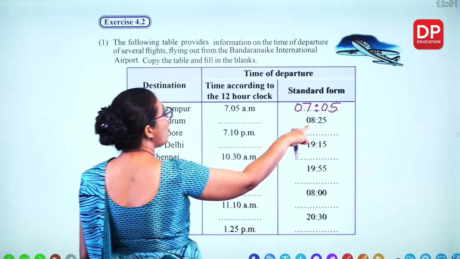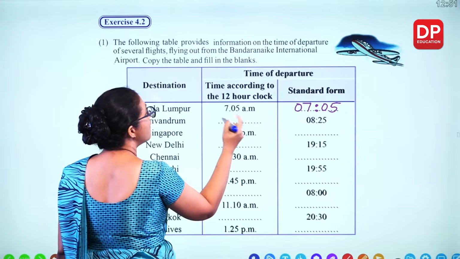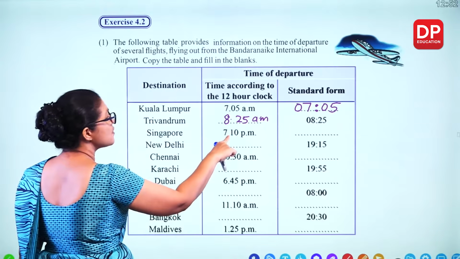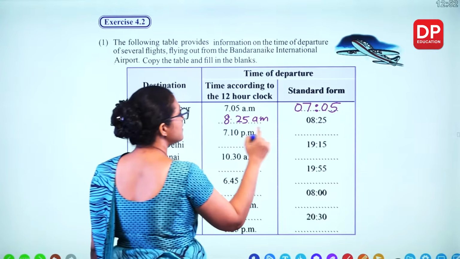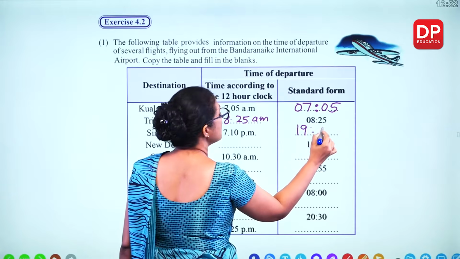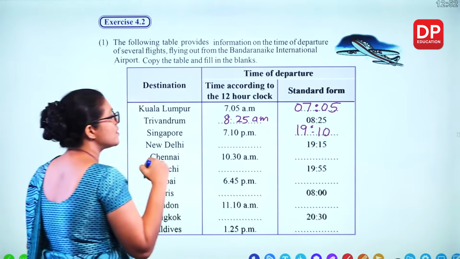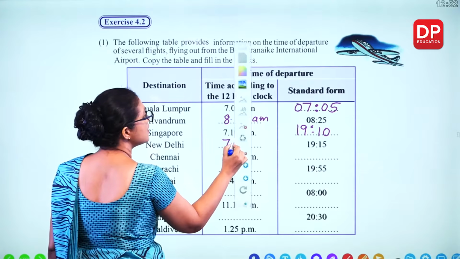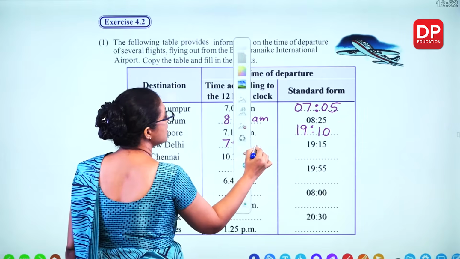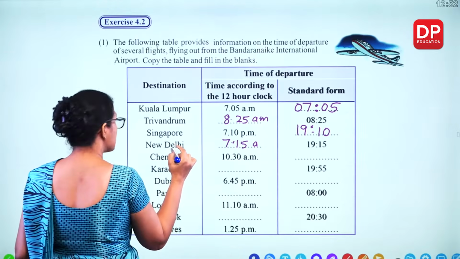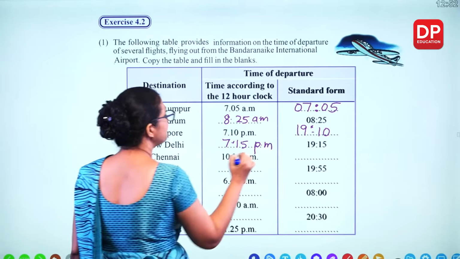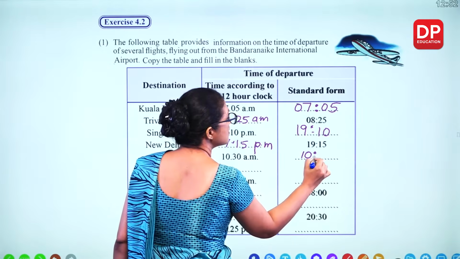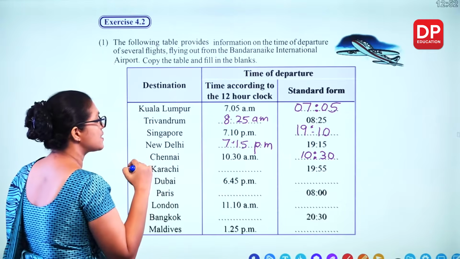This one in the morning. Morning means the same. 8:25 a.m. This one p.m., add 12 to that. 12 plus 7, 19. 10 is the hours. Here 19 is there, subtract 12, 7:15. Not a.m., we subtracted 12, that's p.m. 10:30 a.m. you write as it is. 10 hours 30 minutes.